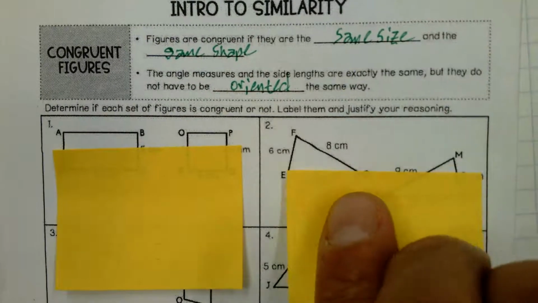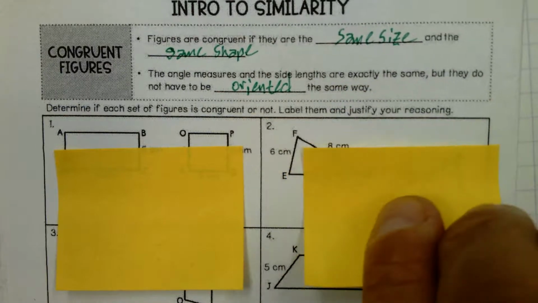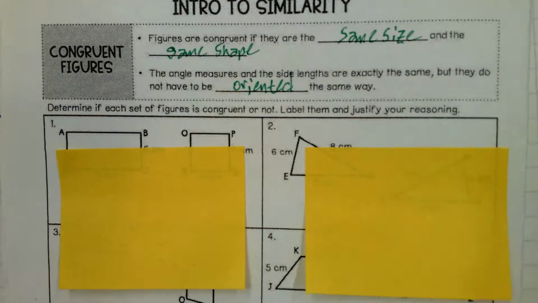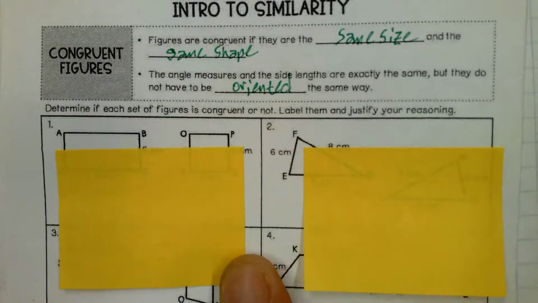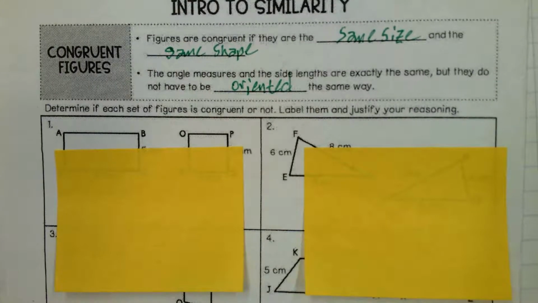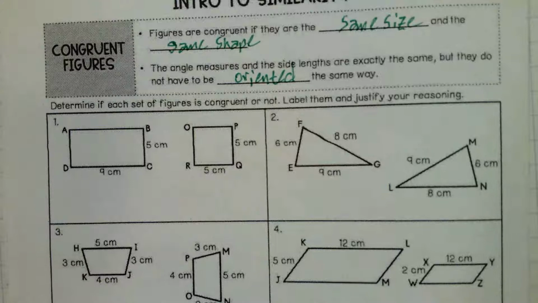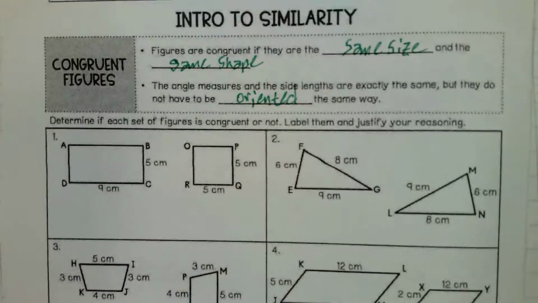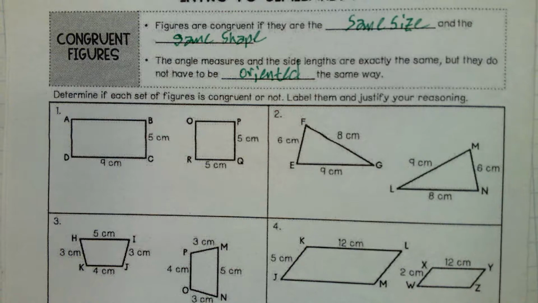And if we label them, then they would probably have different labelings. Labeling by the vertices, we would put A, B, C, D, and this one could be D, E, F, G. Okay? And they don't have to be oriented the same way. Okay. So the congruence just means same size and shape. Any questions? Okay.